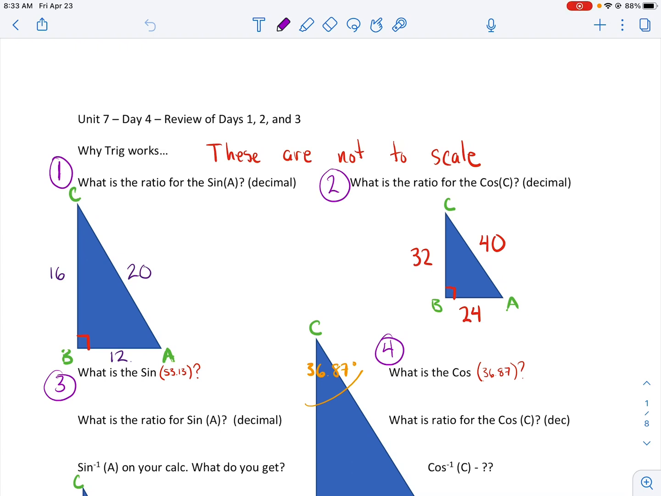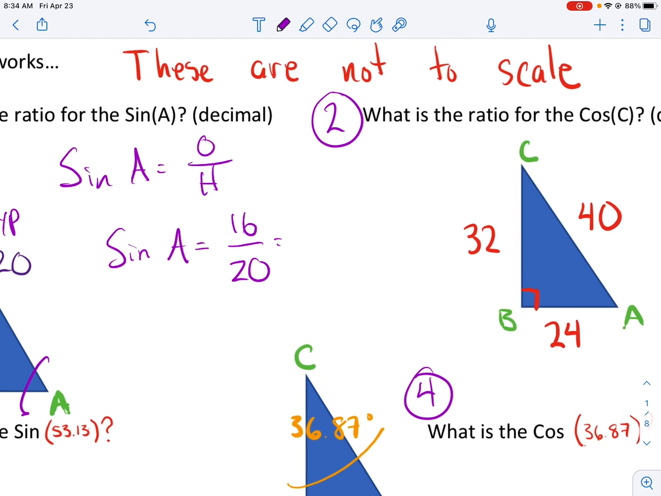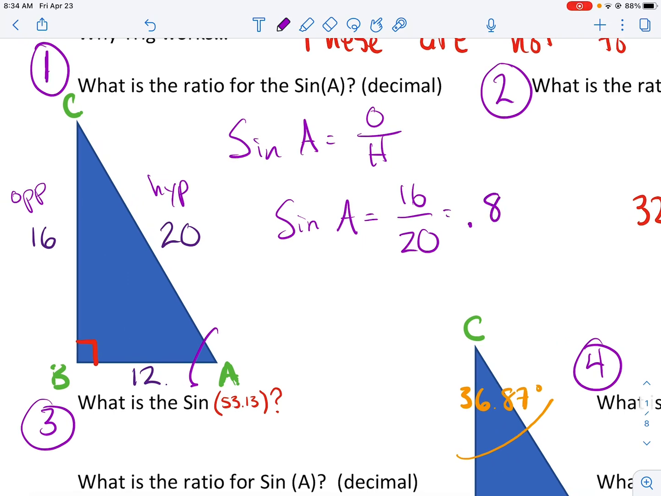So, question 1 says, what is the ratio for the sine of A? Okay, so we're talking about this angle over here. So the sine of A, remember sine is equal to some old hippie. And so in this case, the sine of A is equal to opposite over our hypotenuse, which is 16 over 20. Put that in a decimal. Pretty sure it's 0.8. Let me check to be sure. I don't want to be telling lies. Yep, 0.8. Okay? So there's the ratio for that one.